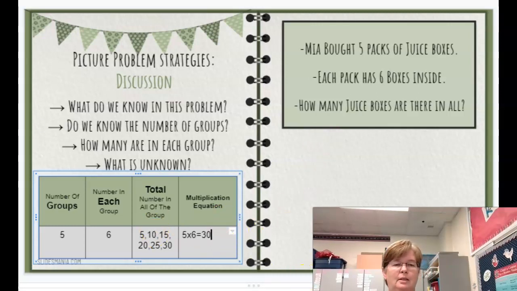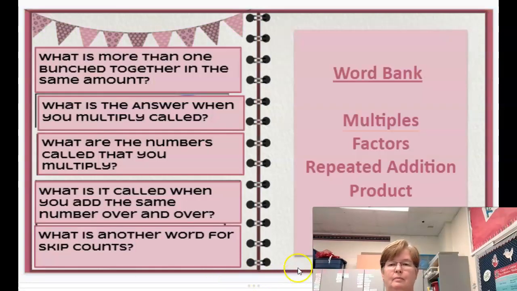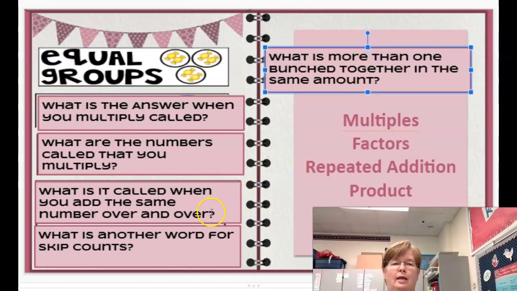Okay, makes sense. If it doesn't, go back up to slide number 9 and look at them again. Okay, we also have a word bank. We're going to try to figure out what these mean. What is more than one bunched together in the same amount? That is called equal groups. More than one bunched together in the same amount.